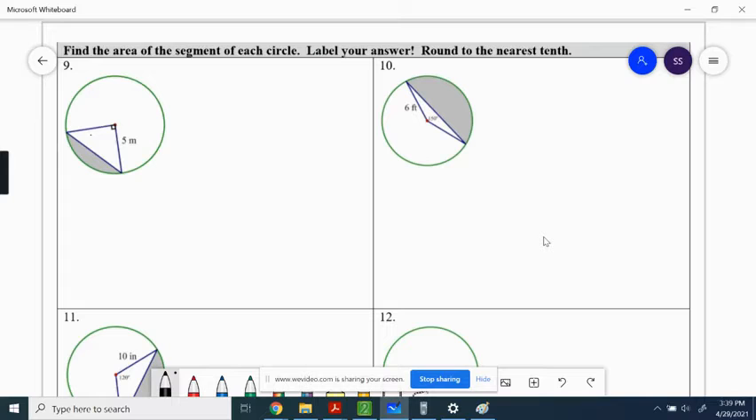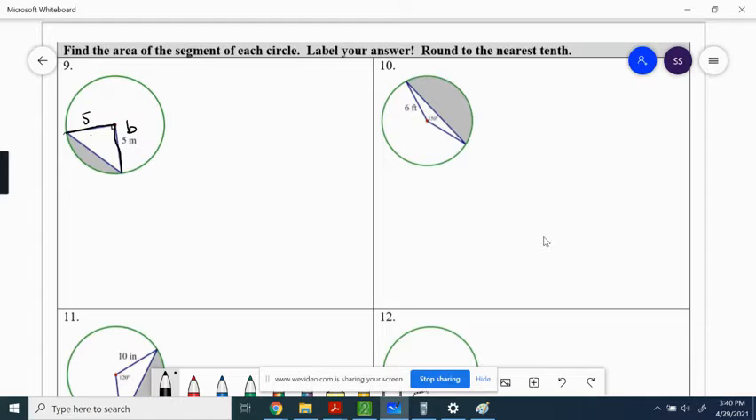So for number 9, if the radius is 5 for this circle, the radius is 5, that also means that for this triangle, it is my base, and it's the same here. So this is also the radius. So my height is also 5. So this one's pretty easy.